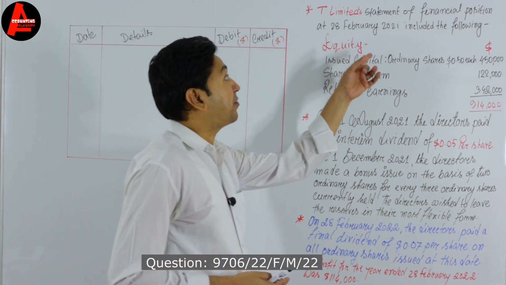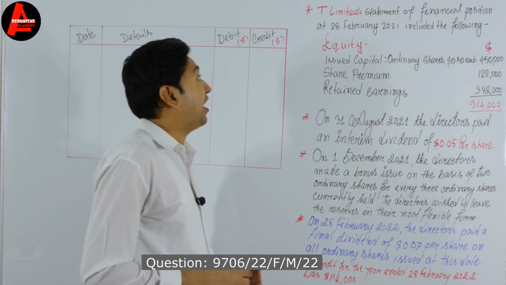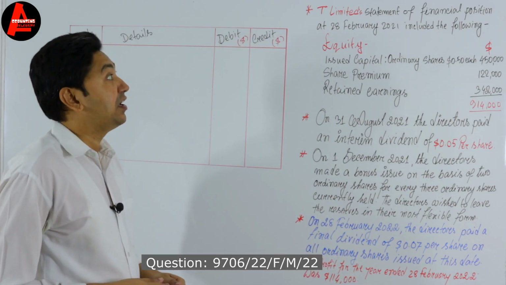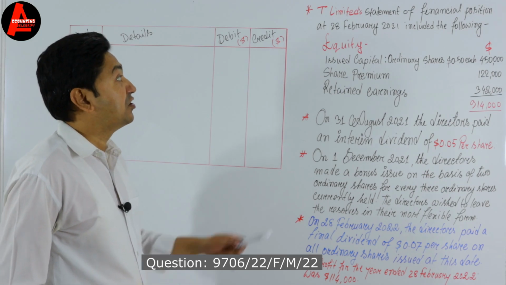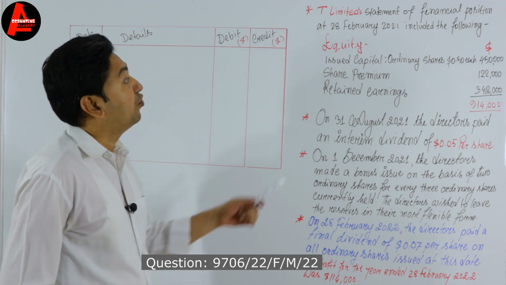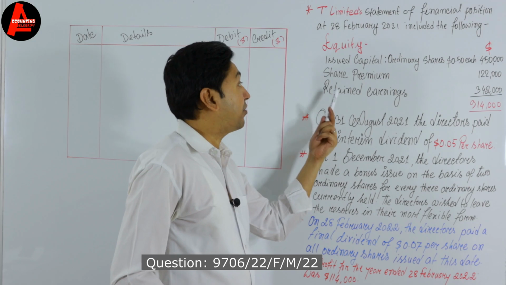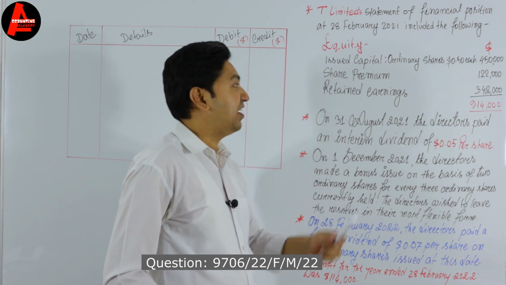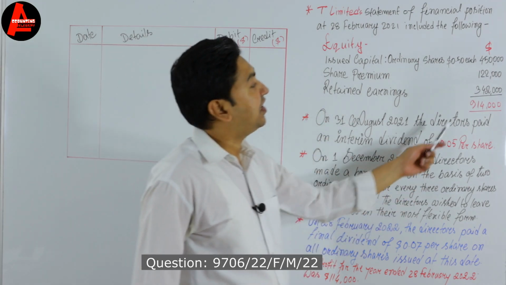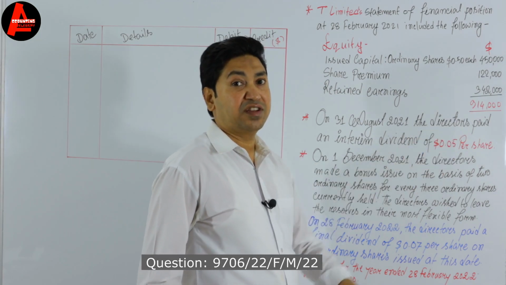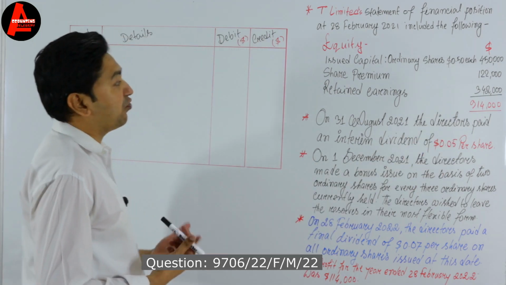Key Limited's statement of financial position at 28 February 2021 included the following. Here we have some equities. We have issued capital, share premium and retained earnings. $914,000. Then what happened?